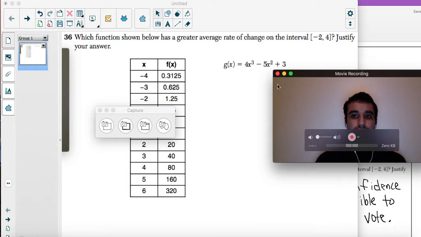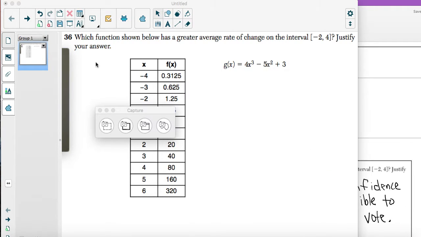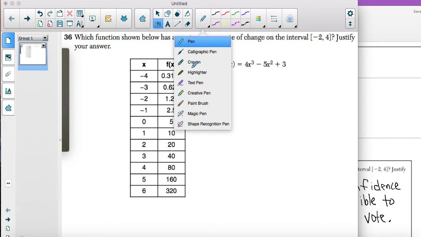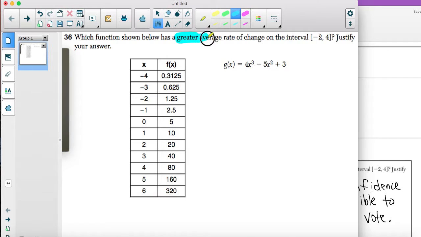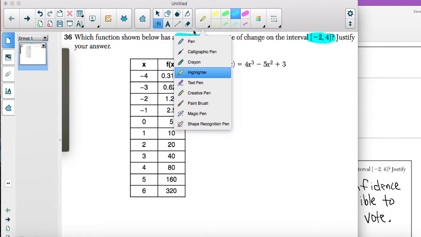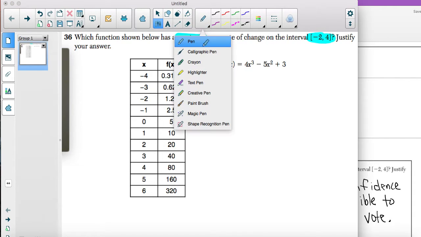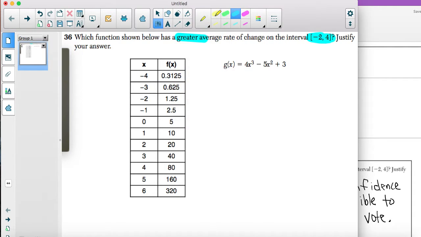So which function has a greater average rate of change on the interval -2 to 4? That means x is between -2 and 4, including both values. Justify your answer. I'm going to use two different highlighting colors. I'm going to use yellow for f of x.